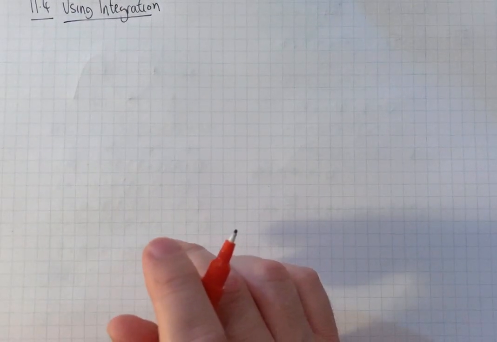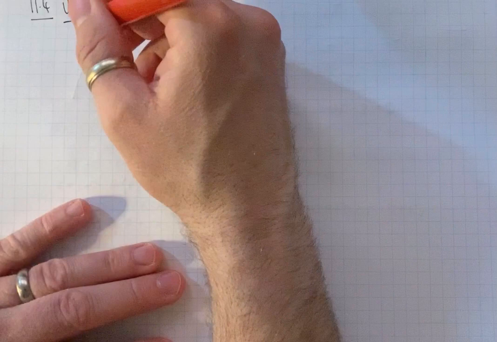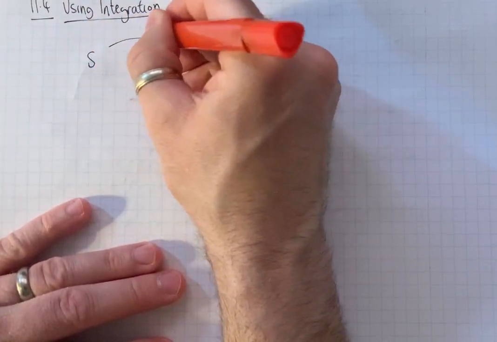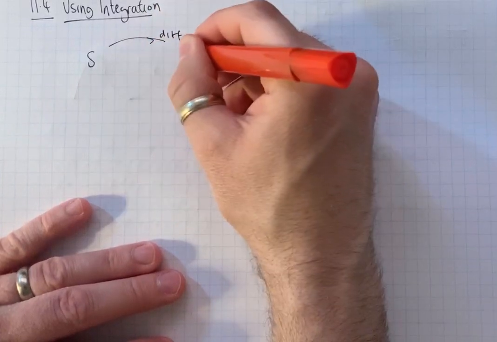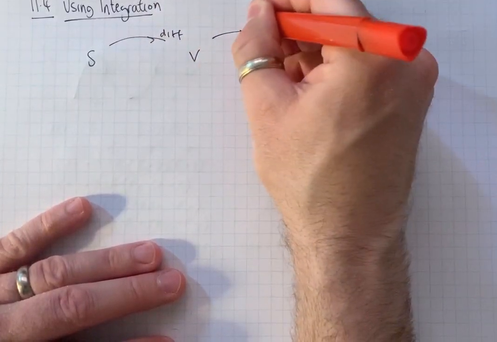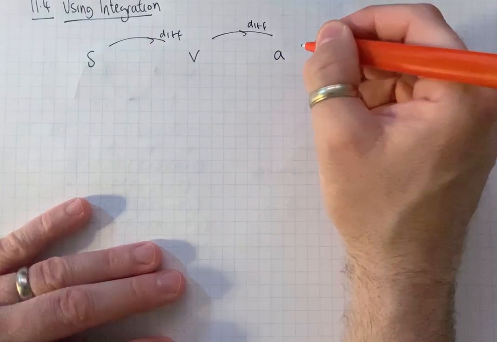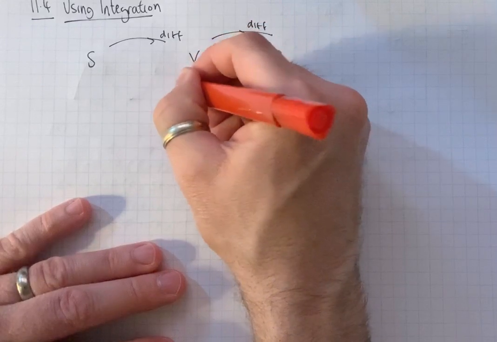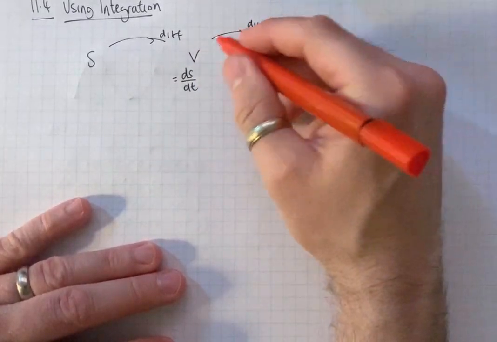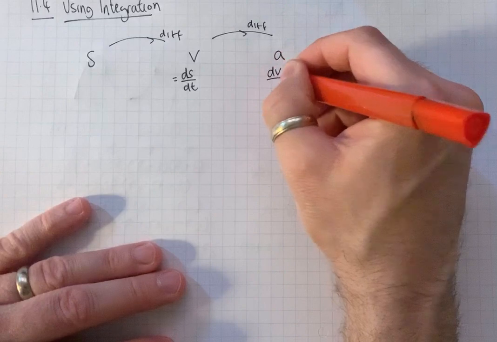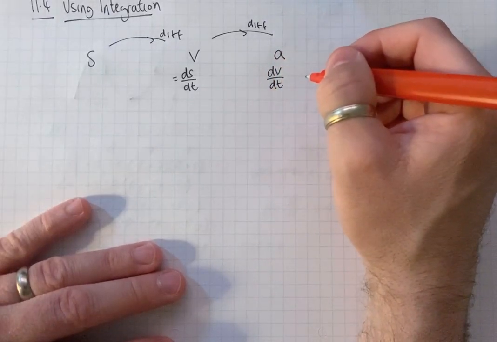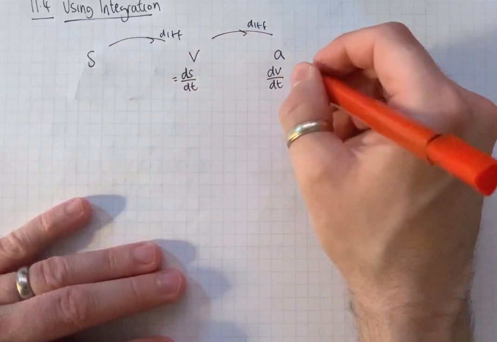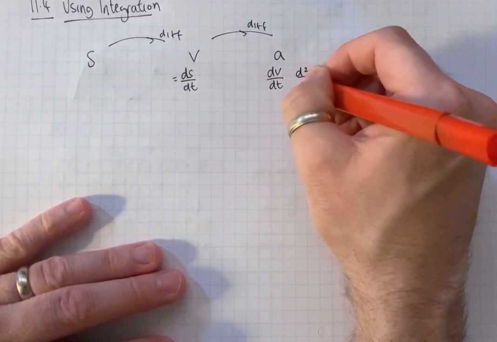So on to the fourth part of this chapter, which is about use of integration. We learnt earlier that if you have displacement and you differentiate it, you get velocity. If you differentiate it again, you get acceleration. So if you differentiate s, displacement, with respect to time, you get velocity. If you differentiate velocity with respect to time, you get acceleration. Equally, if you differentiate displacement twice, you again get acceleration.